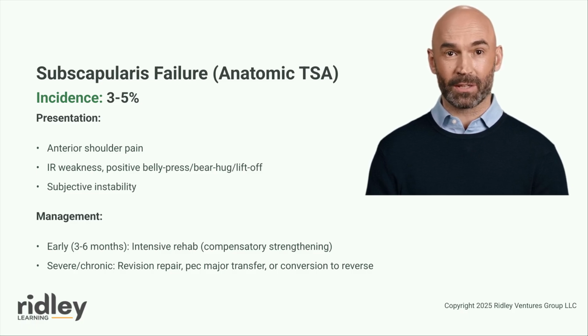options include revision subscapularis repair if tissue quality permits, pectoralis major tendon transfer to restore anterior force couple balance, or conversion to reverse arthroplasty to eliminate reliance on subscapularis function. A 2022 review of management strategies for subscapularis insufficiency after anatomic arthroplasty emphasized that early recognition and intervention are critical, as chronic insufficiency results in progressive anterior capsular laxity, eccentric glenoid wear, and ultimately prosthetic failure requiring complex revision surgery.